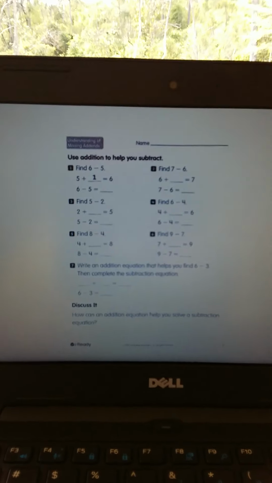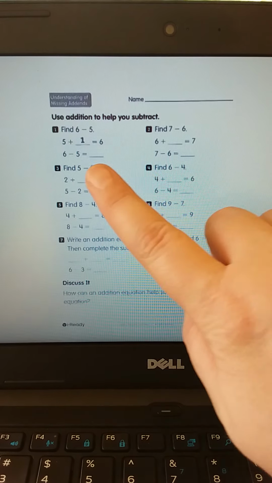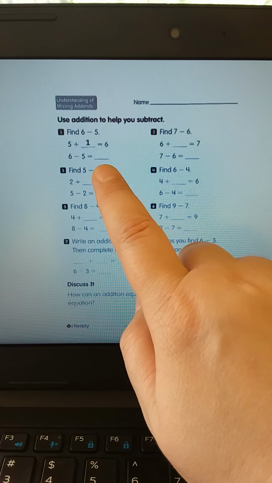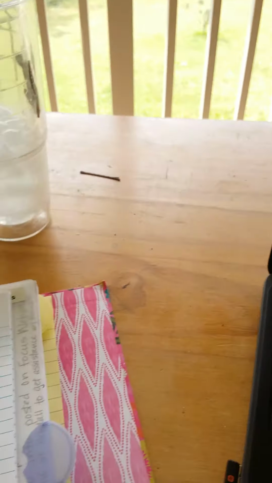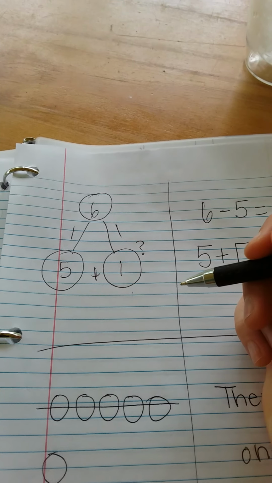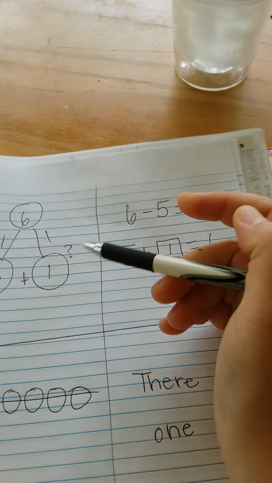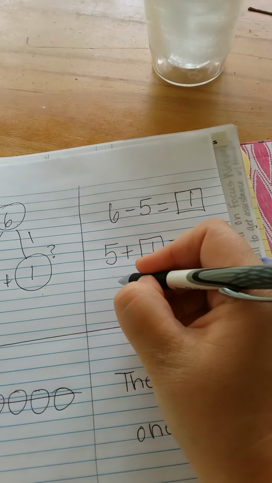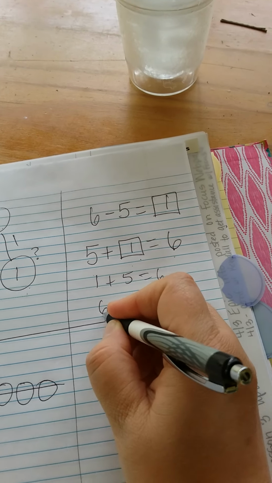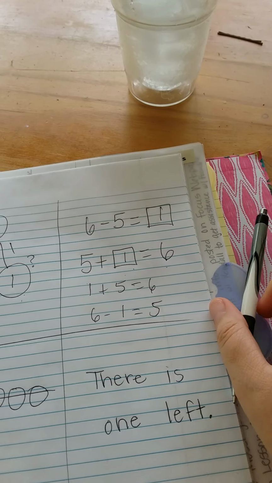So going back to our computer screen here, it says 5 plus 1 equals 6. So then if 5 plus 1 would be 6, then 6 take away 5 would be 1. So then I could go back to my bond and say that my answer here was 1, because 6 is my whole and my two parts are 5 and 1. And I could also write my related facts, which would be 1 plus 5 equals 6, and then 6 take away 1 equals 5. Now those are my 4 basic related facts.